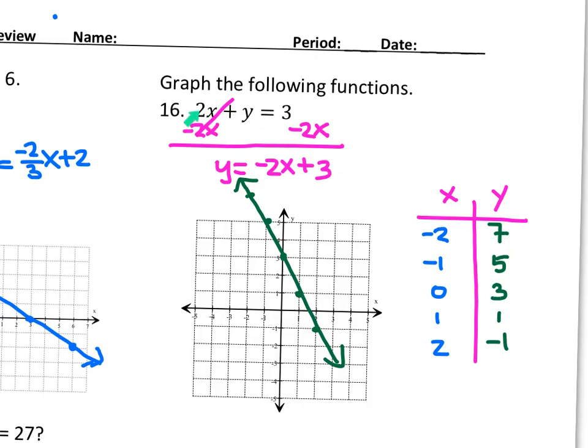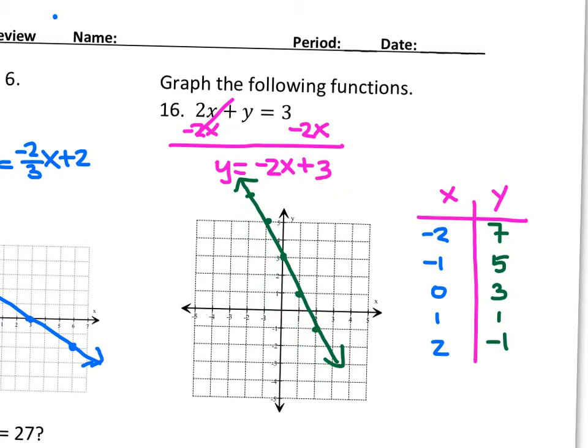On problem 16, we're going to solve for y, moving the negative 2x to the other side. Negative 2x goes first, then the 3. And you can use your slope-intercept form to graph. So our y-intercept is 3, starting here. And then we go down 2, right 1. So down 2, right 1, down 2, right 1. And that would be our line.